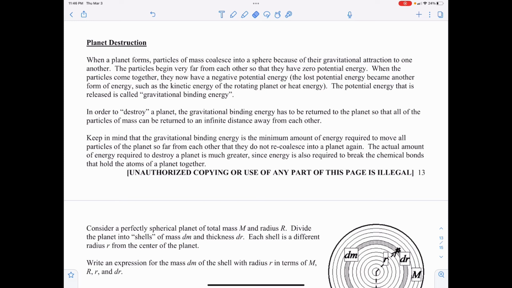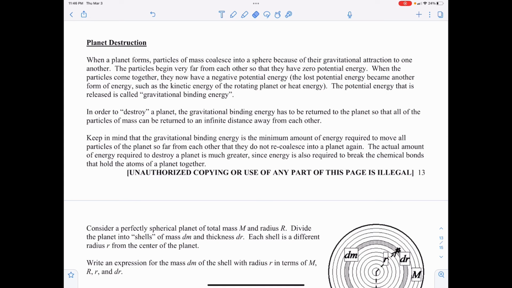Well, when the particles come together, again, they now have negative potential energy. That means lost potential energy became another form of energy. Well, that would be kinetic energy of the rotating planet, or heat thermal energy. The potential energy that is released is called gravitational binding energy. Well, in order to destroy a planet, that gravitational binding energy has to be returned to the planet so that all of the particles of mass can be returned to an infinite distance away from each other. In other words, where it started.